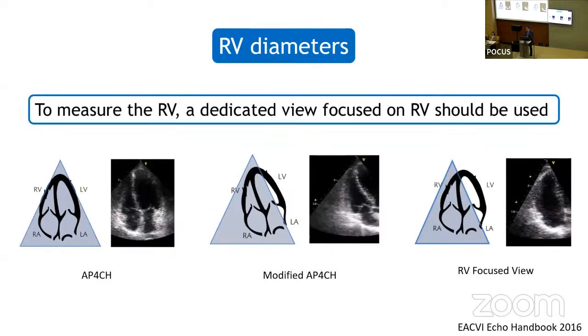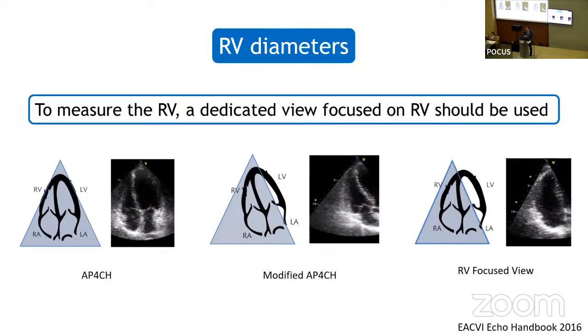So what about the diameter? I will briefly go through the diameter assessment. When you learn the views, in the apical four-chamber view, the recommended view to get the RV diameters and size assessment is to tilt the probe laterally, or rock it laterally, so you focus on the RV.